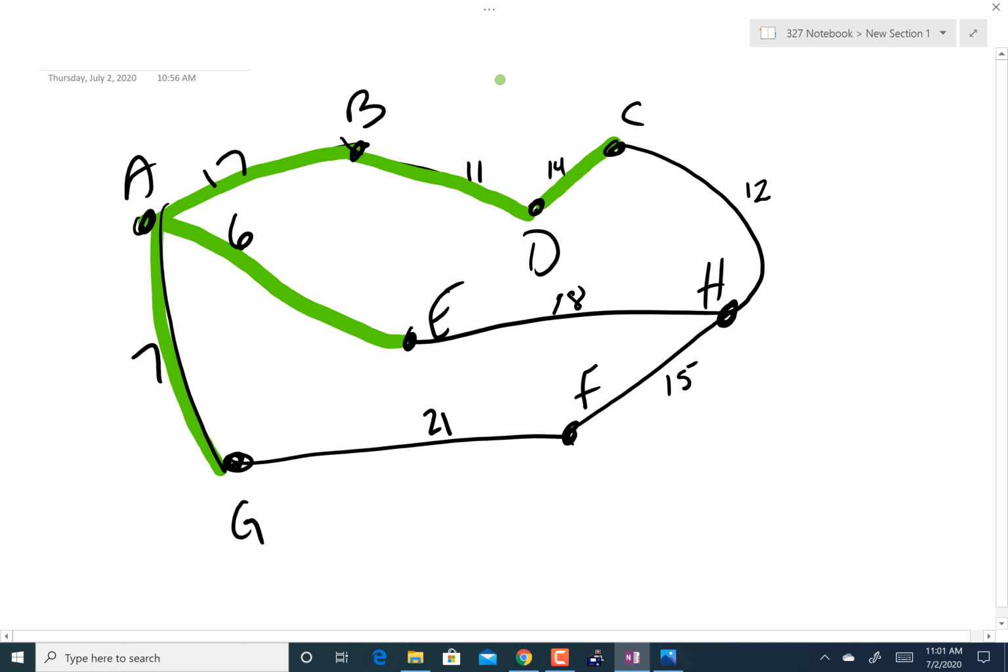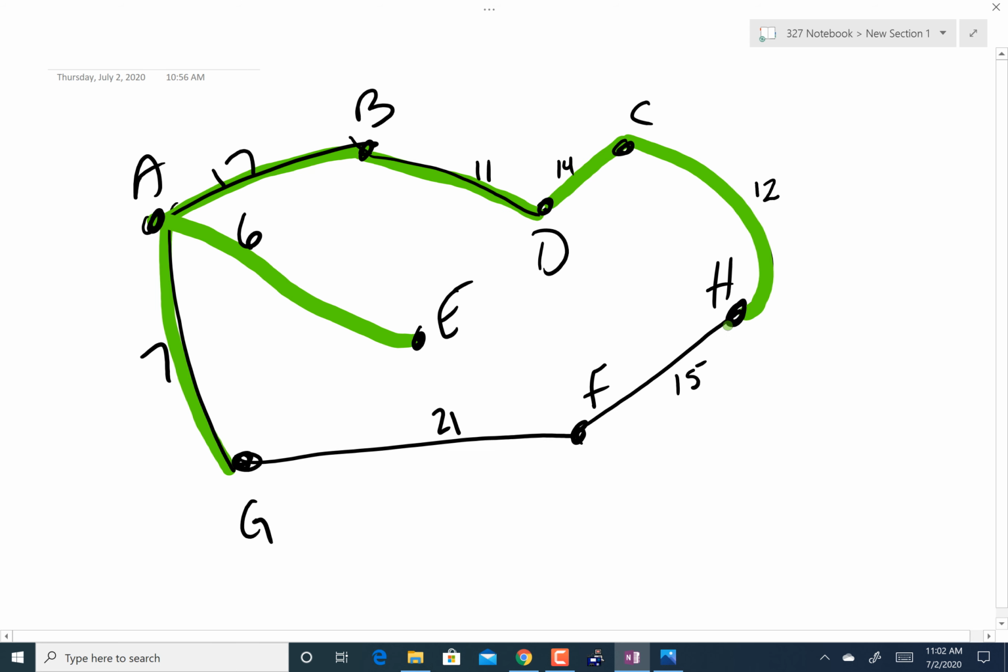And now here we go. We can go from C, from E, and from G. So 21, 18, and 12. That's the one I'm going to choose. I don't need this 18 anymore, and obviously the reason for that is because I would create a circuit. So now I'm down to two edges that need to connect to F. Clearly this is the shortest path. Boom.